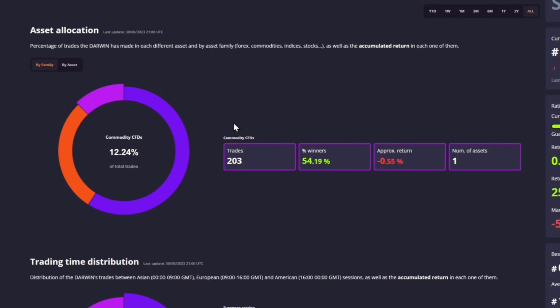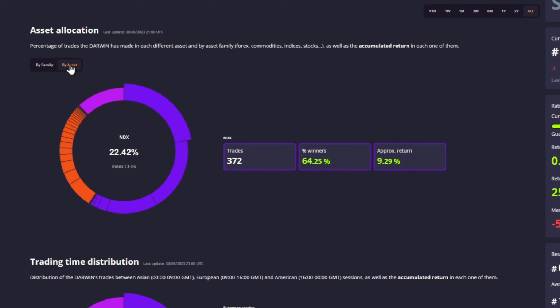By choosing by asset, this breaks down the data into individual assets. So for example, the asset most traded was the NDX. As you click on each segment, you can see exactly how many trades there were in that category, what the percentage of winners was, and also how much each asset contributed to the overall return. By default, you'll see the metrics for the entire history, but if you want to look at, say, just the most recent week, you can do that here.